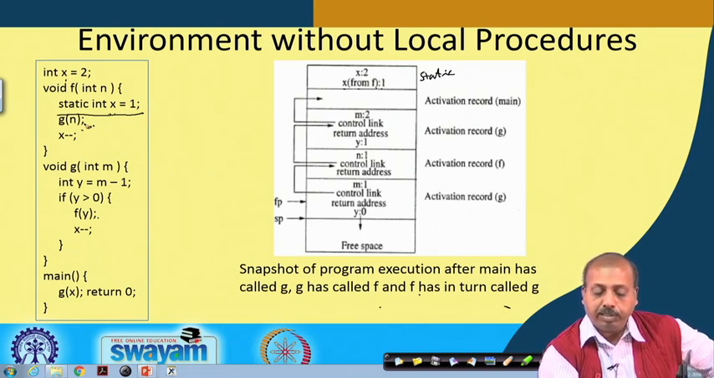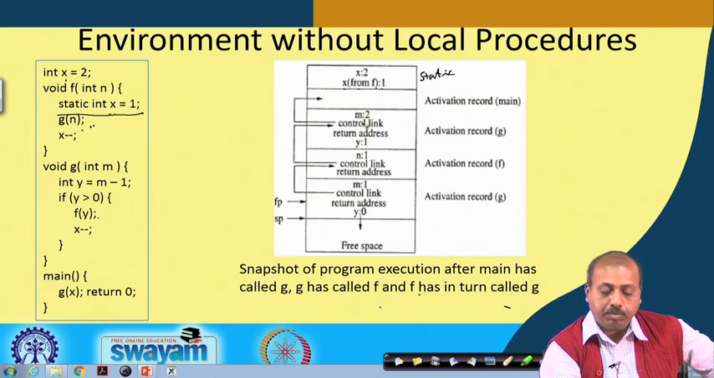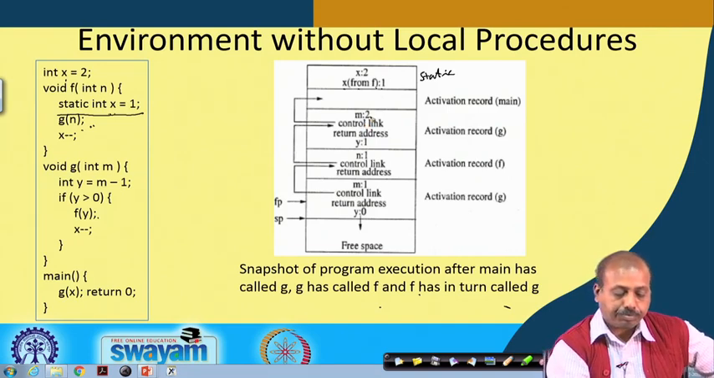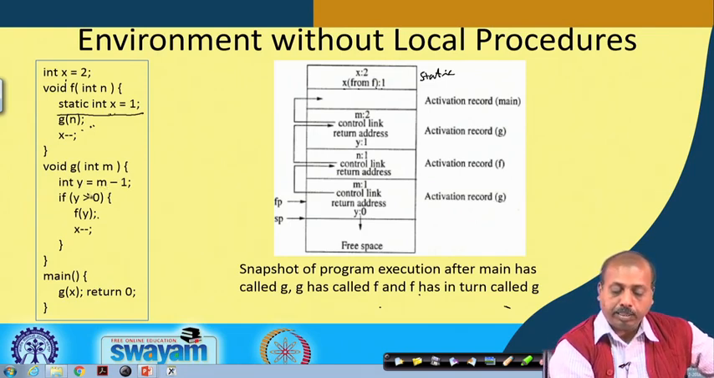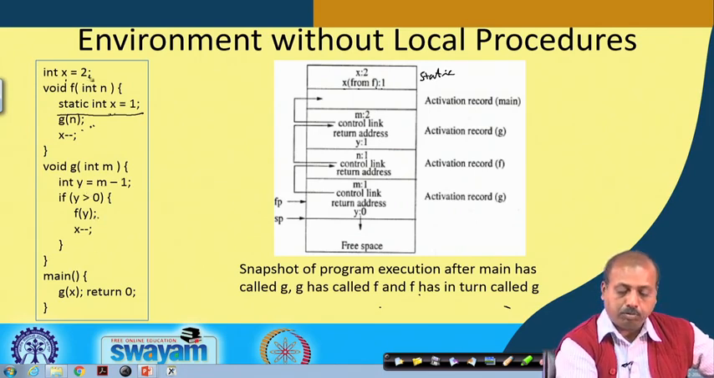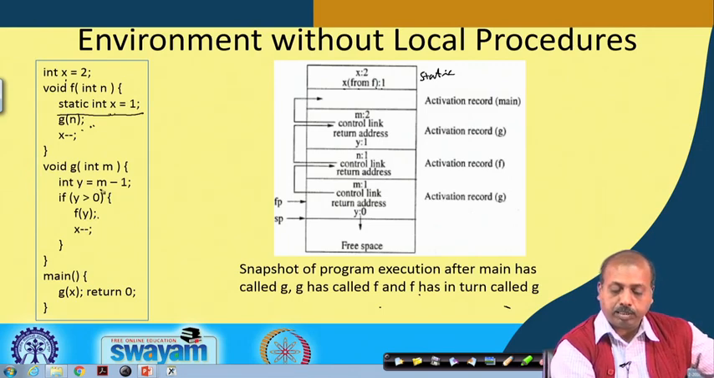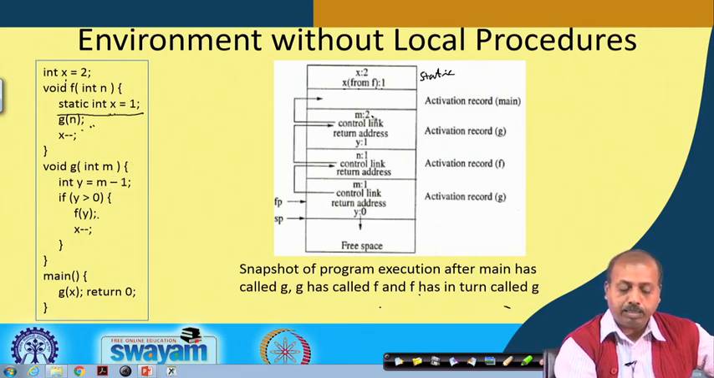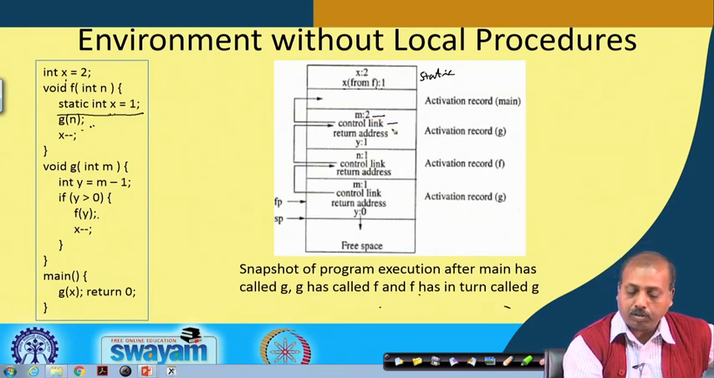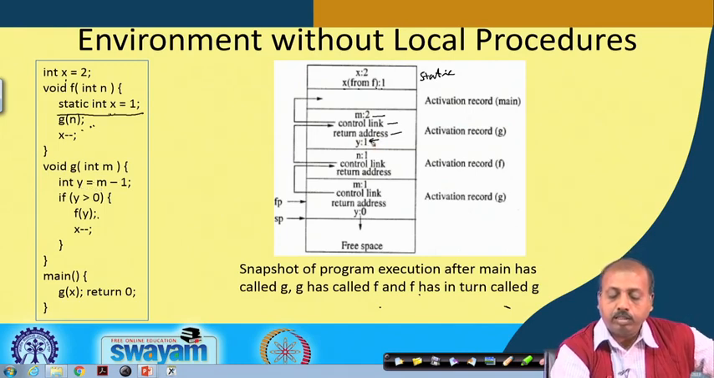So, from here we have this m, and we have the call from f to g. The first call is g, with y equal to m minus 1. This m is getting the value 2, so 2 has been passed. So, y is equal to 2 minus 1, that is 1, and m is equal to 2, the parameter that I have passed. Then we have the control link, return address, etc., and this local variable y equal to 1. Then there is a call to f of y. So, this function has been called.